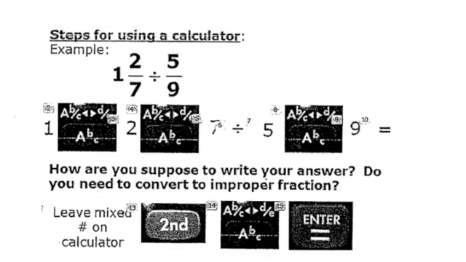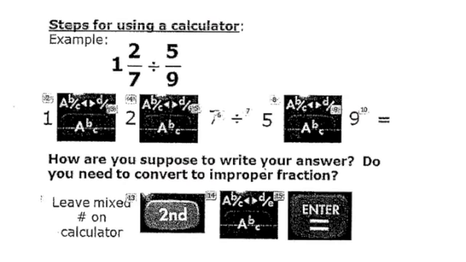Okay, let's take a look at some dividing of fractions. Now this one we got 1 2/7, and we're going to divide it by 5/9. So let's go ahead and type it into our calculator. We're going to type in 1 ABC 2 ABC 7. Then you're going to push your division symbol. Then 5 ABC 9.